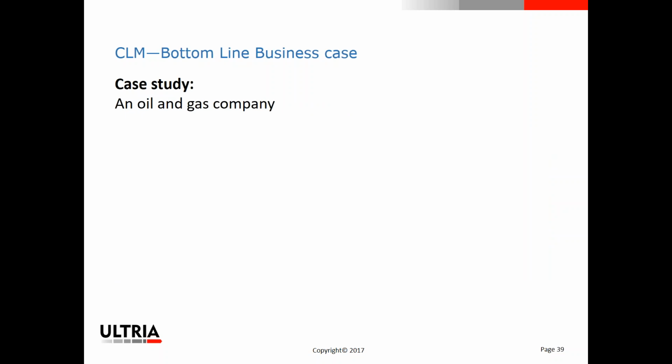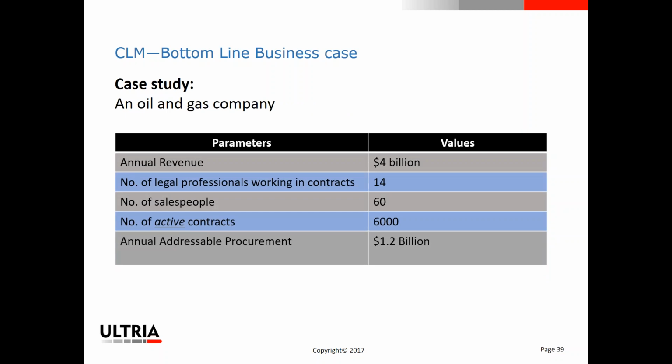Second case study, and this is on the bottom line, so this is supply chain. Let's take a $4 billion oil and gas company. They've got a particular business division that does $4 billion. They've got 14, both attorney and non-attorney folks working on contracts. They've got about 6,000 active supply contracts. The addressable procurement, in other words, the annual spend that they can adjust, is $1.2 billion.